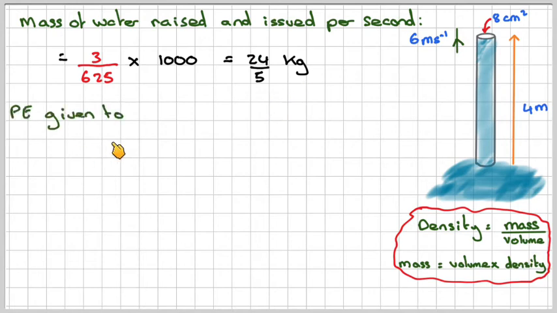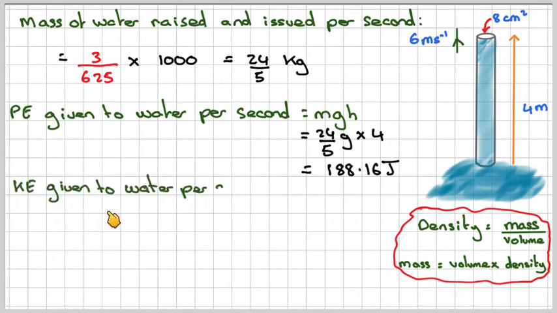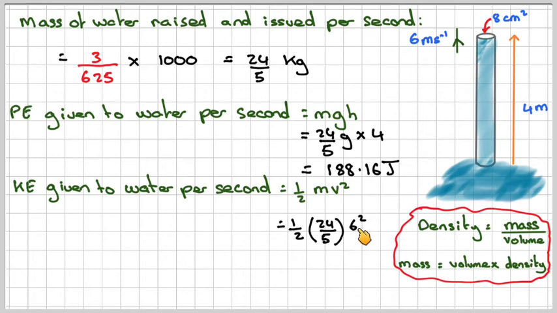Right, so the PE given to the water per second will be mgh. So that will be 24 over 5 times g times this h here, because it's been raised 4 meters, which gives me 188.16 joules. The KE given to the water per second is a half mv squared, so it will be a half times our mass, which is 24 over 5, times the velocity of the water coming out, which is 6 squared, and that will give me 86.4 joules.